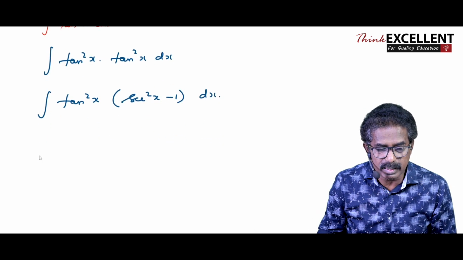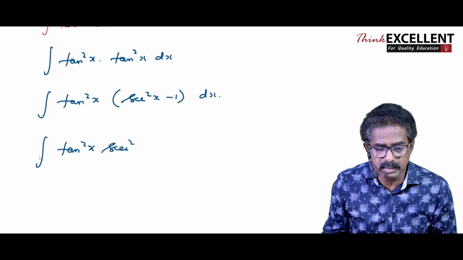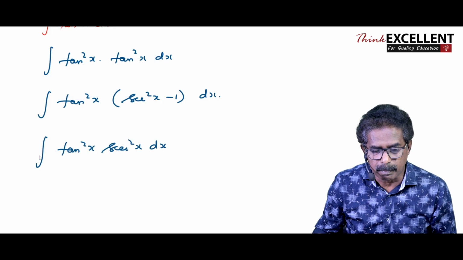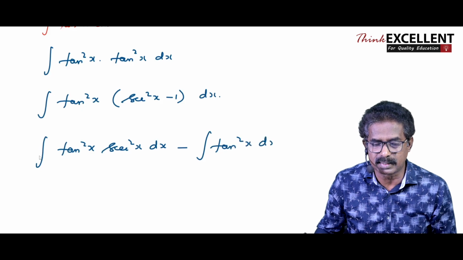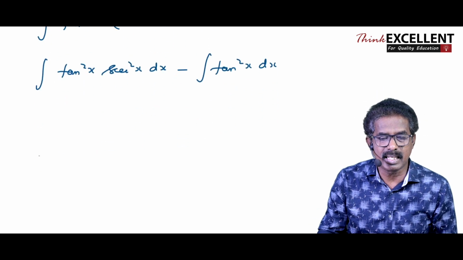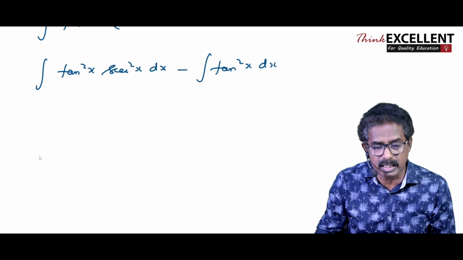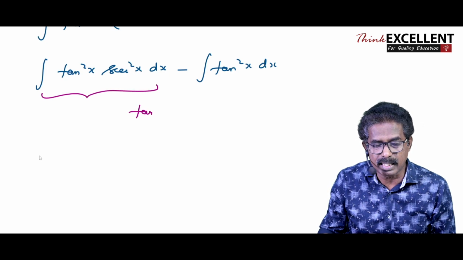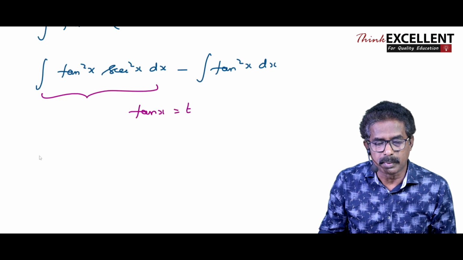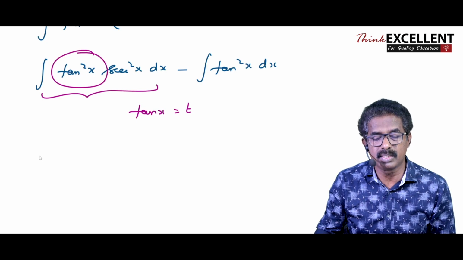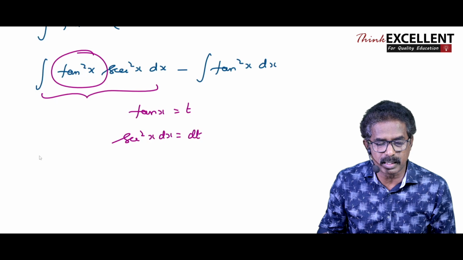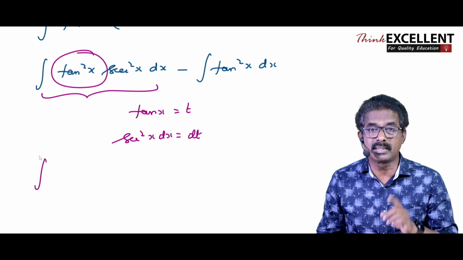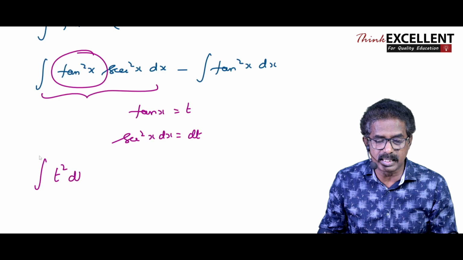அப்போ இதை நீ term by term multiply பண்ணும்போது tan square x secant square x dx ரெண்டு integral split பண்ணிடுவோம். Minus integral of tan square x into 1. So that is tan square x dx. First one, tan x derivative secant square x. So tan x you take it as t for the first part alone. அப்போ இது t square ஆயிரும். Tan x derivative secant square x. So secant square x dx is equal to what? dt. So அதில் substitute பண்ணிங்கன்னா integral tan square x is t square, secant square x dx is dt. Okay, that part you can do.